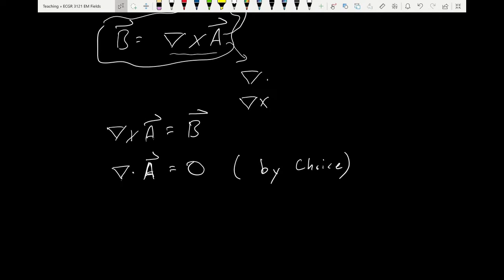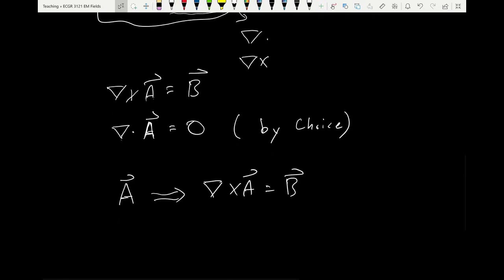Why is it by choice, by the way? A could be anything, right? Let's say I find some A that if I take its curl, I get B, right? I want to show you why we have freedom in picking A. I found some A, I take its curl, I get B. What if I select now another A that's A plus the gradient of some scalar field? I keep messing them up. What if I write A as A plus the gradient of some scalar field phi? I just changed A in this manner.